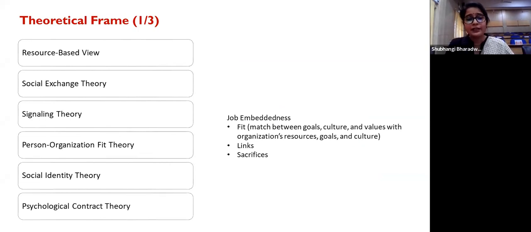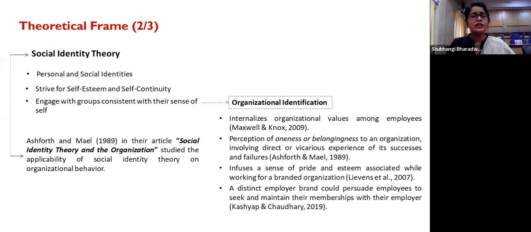However, the present study has undertaken social identity as well as psychological contract theory to advance comprehension in the employer branding literature. Introduced in the 1970s, social identity theory has divided identities as personal and social identities. Personal identity being sense of self, social identities are the ones that are shared among the group members.